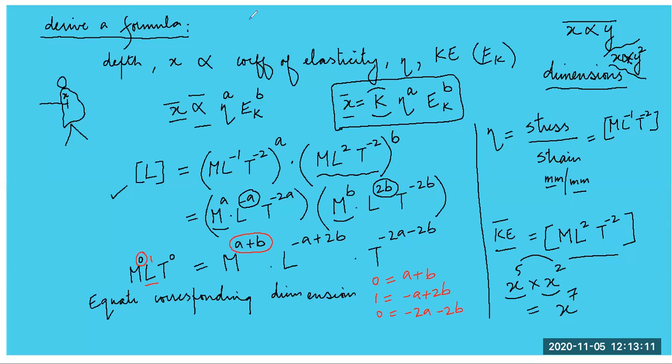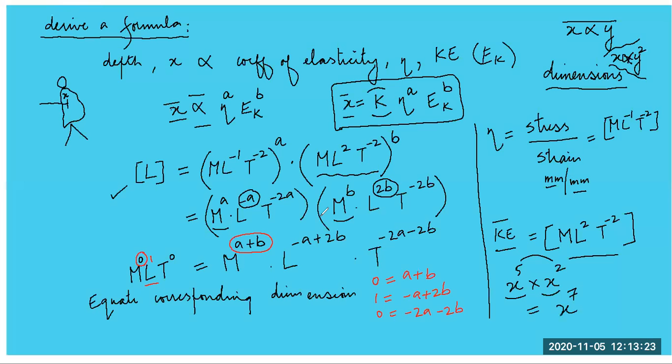So what are the equations? Tell me again. First was 0 is equal to, please repeat them. Ishma, can you help me? 0 is equal to A plus B. What was the second? 1 is equal to minus A plus 2B. And 0 is equal to minus 2A minus 2B. Yes. Jasmine, do you agree? So we have three equations. We can easily find out.